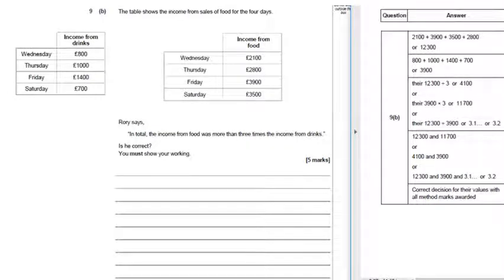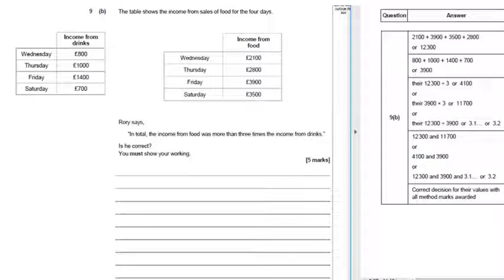Turning over the page. 9b: the table shows the income from sales of food for the 4 days. Roy says the total income from food was 3 times more than the income from drinks. Is he correct? So what they're wanting you to do here is add up. I've copied the table over from the other page so you can see it. Literally, I would write those numbers out on this page so that I could add them up together.